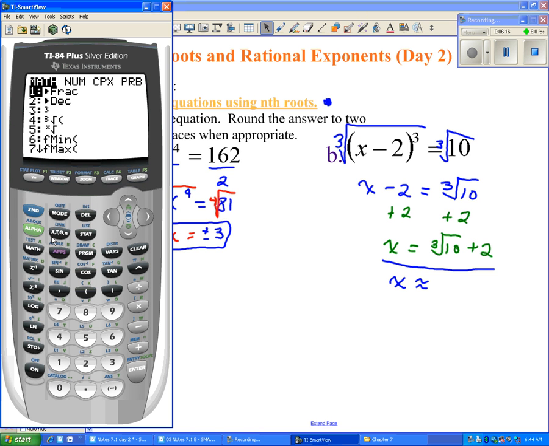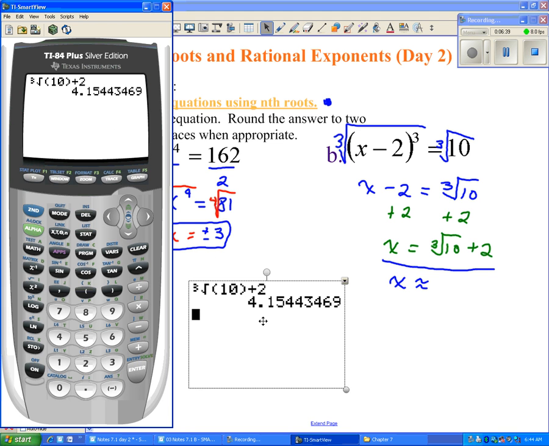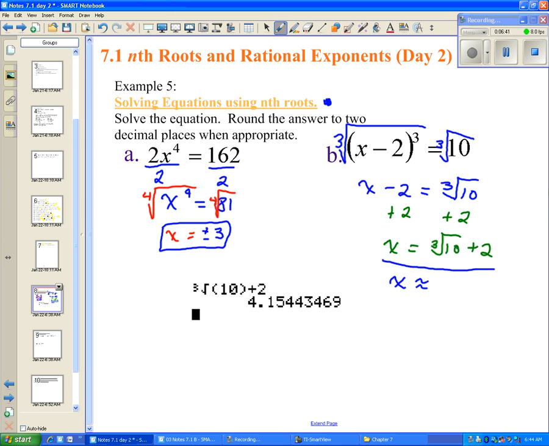I could do that use number 5, or I could use number 4. Number 4 is the cube root. So let's take the cube root of 10. I'm going to close my parenthesis. I'm going to add 2. I'm going to hit enter, and I'm going to get approximately 4.15443469. So over here, I'm going to say this is approximately, it says round my answer to 2 decimal places.